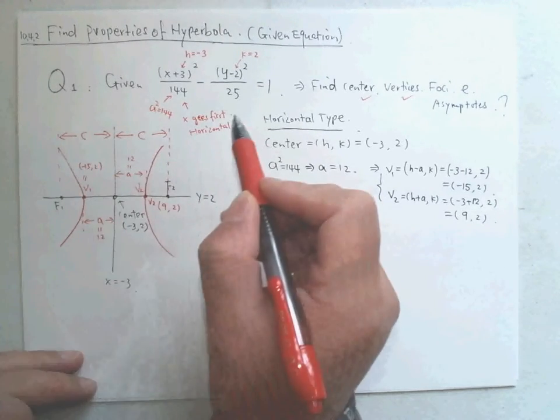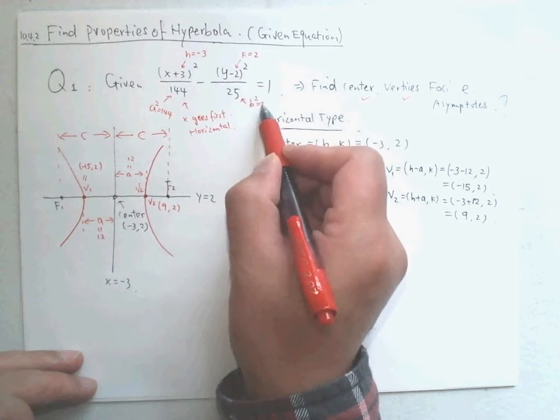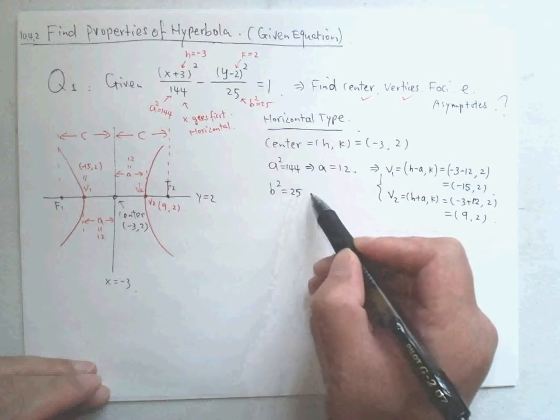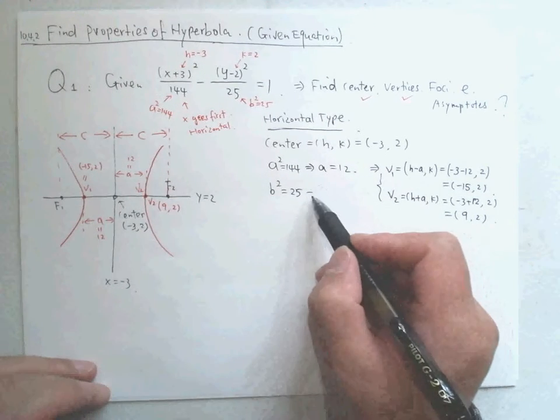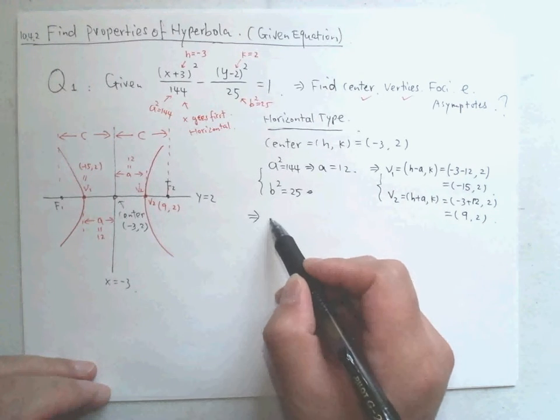So what is C? We don't know C, but we do know B first. So B square equals 25. I put it here: B square equals 25. Our purpose is not to find B, but to find C. So I'm going to put these two together and find C.